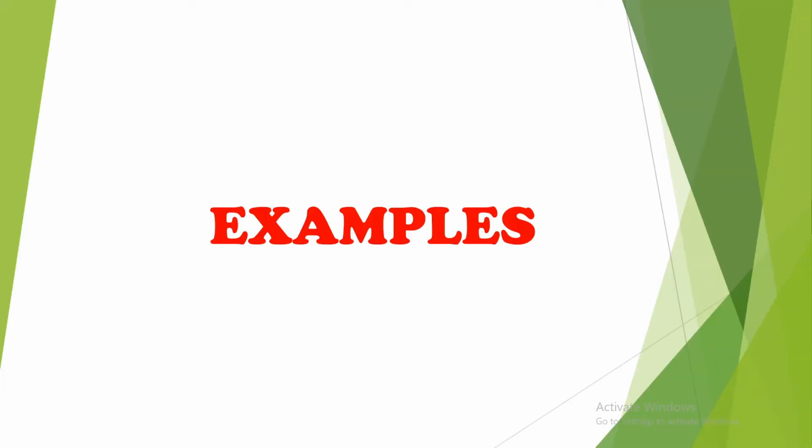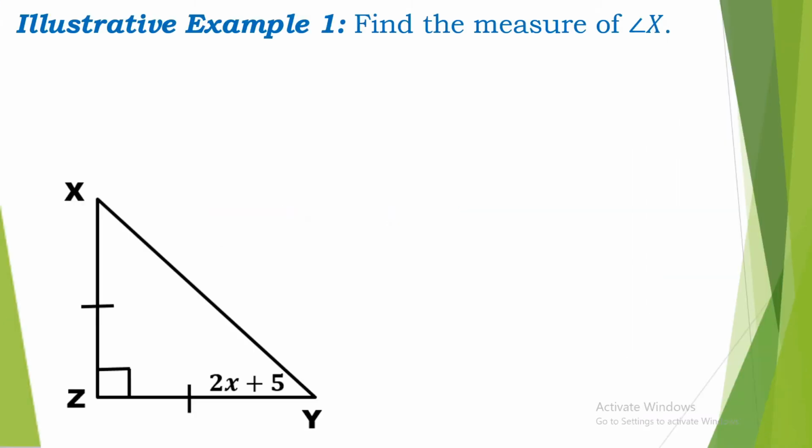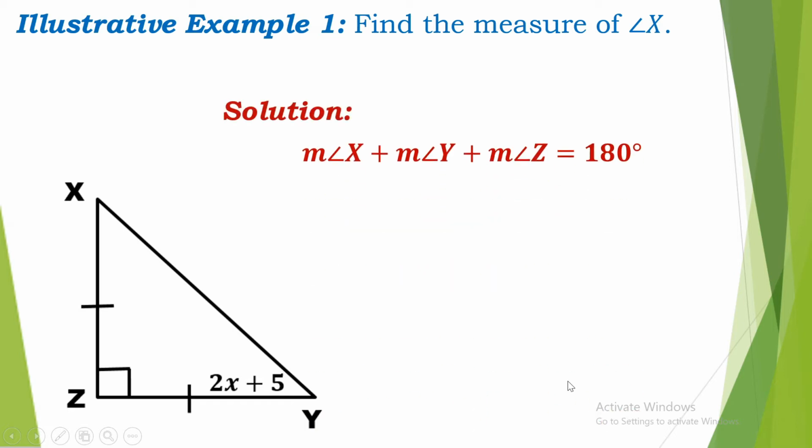Let us now have examples on the application of the isosceles triangle theorem. First, find the measure of angle X. If you can still remember, the sum of the interior angles of a triangle is equal to 180 degrees. So if we're going to add the measure of angle X, the measure of angle Z and the measure of angle Y, that adds up to 180 degrees.